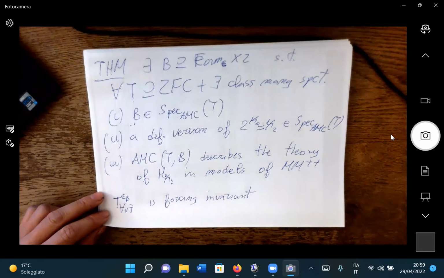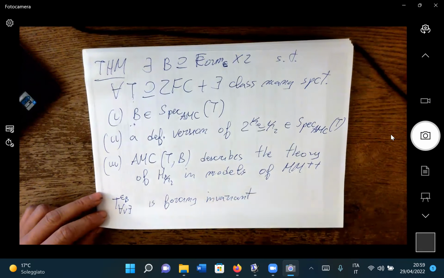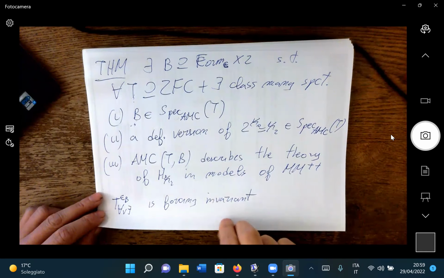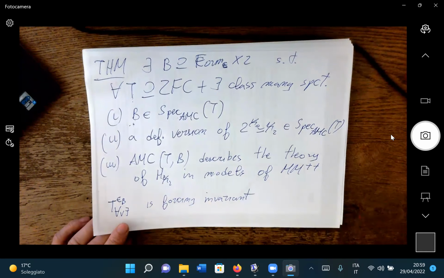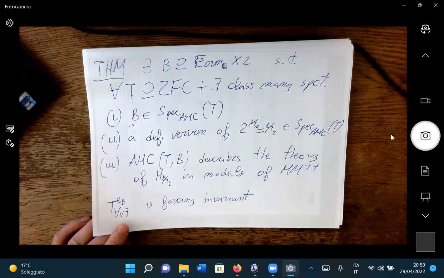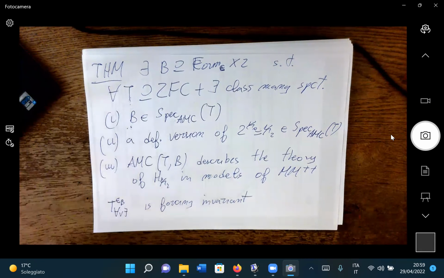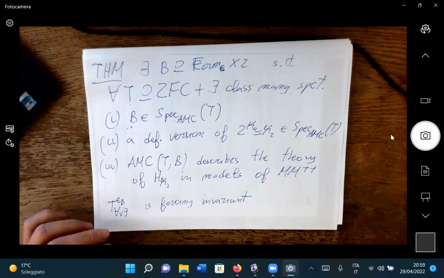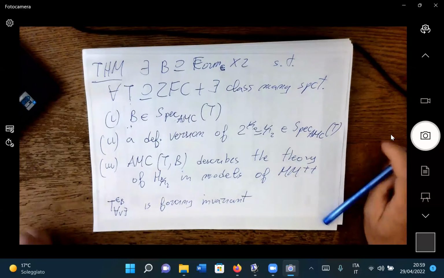Well, you cannot put CH nor 2 to the aleph 0 bigger than aleph 2 when the theory has not decided the value of the continuum. Okay, and I think I can stop here because there are parts of these results that are quite trivial to prove, but I think I'm already taking much of your questions, so I stop here.